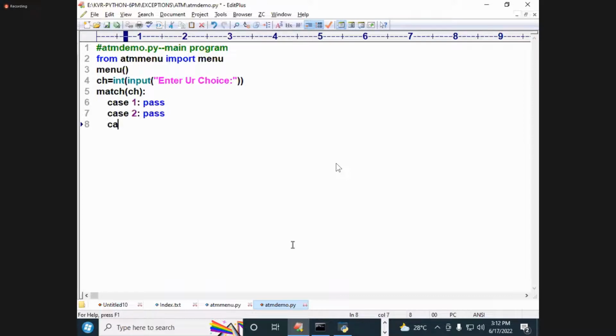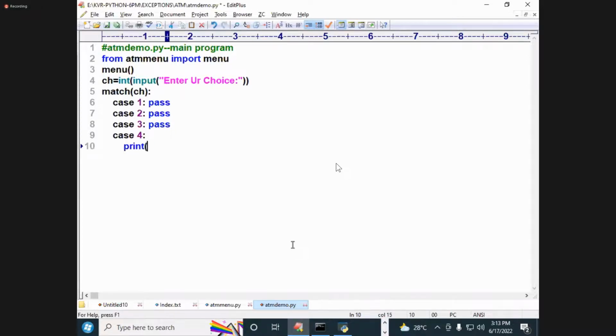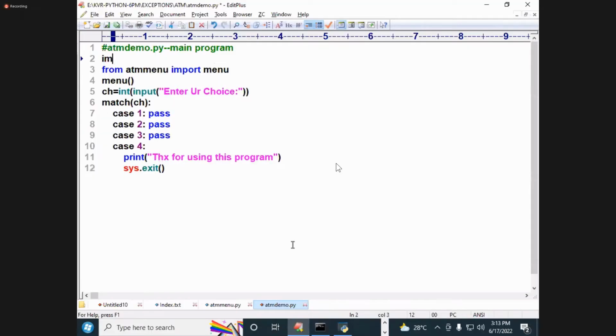Pass. Case 4. Thanks for using this program. I'm going to say sys dot exit. I say here import sys. Excellent. Go to this place.